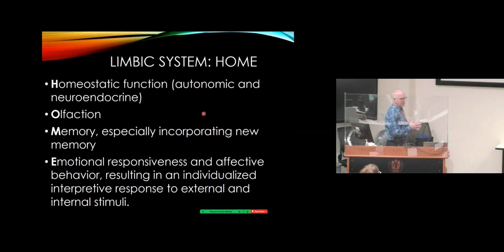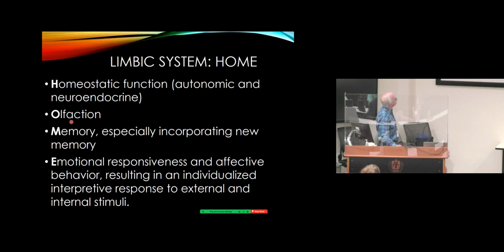So big picture, HOME can help you remember the basic function of the limbic system. Hypothalamus, for example, is the head ganglion of the autonomic nervous system. It's an important part of the limbic system. It controls the pituitary, so there's an important neuroendocrine function. It controls the sympathetic and parasympathetic system. So that's all homeostatic.